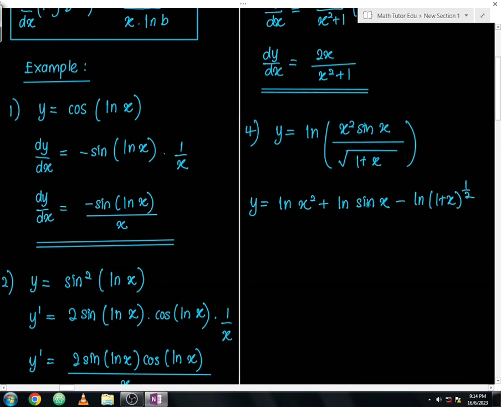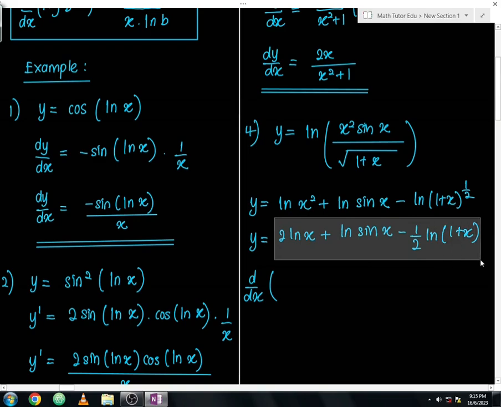Okay, so from here let us do the step-by-step working. This 2 power we can bring to the front. So y is equal to 2 ln x plus ln sine x, minus 1 over 2 ln 1 plus x. Okay, so once you have already done everything, let us perform the differentiation of this whole equation. So from here d over dx, in a bracket, let me just copy and paste this whole equation.